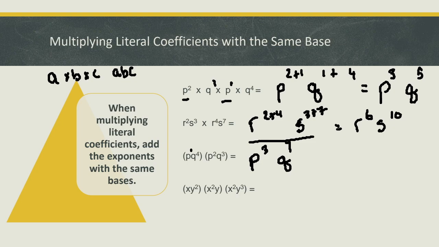So we're adding these all up. A way to think about it, and I didn't really talk about that, but let's say I had p squared times p cubed, right?